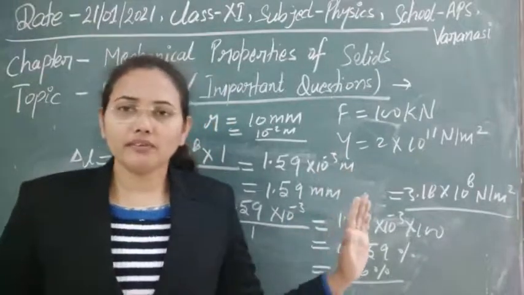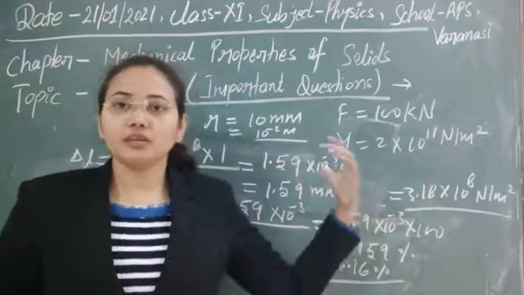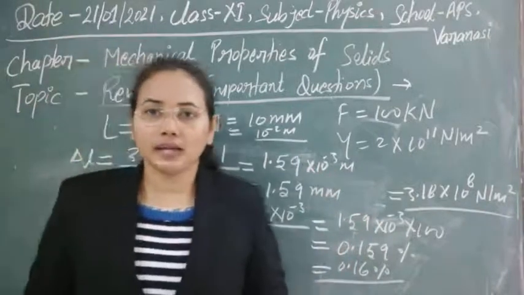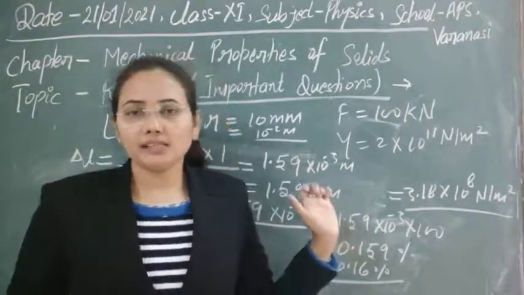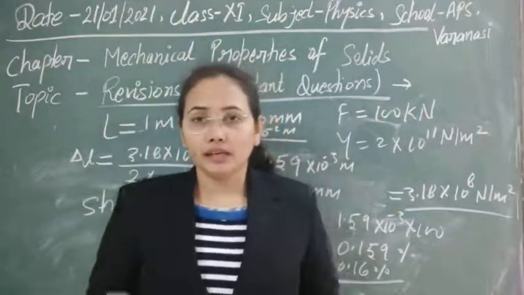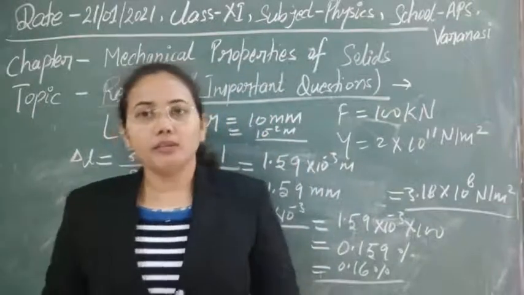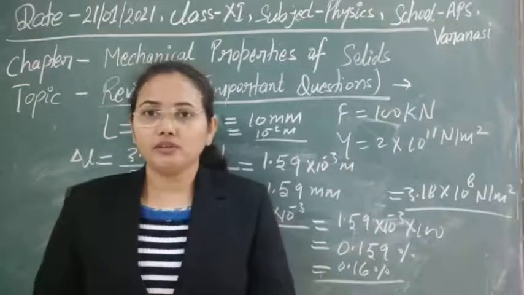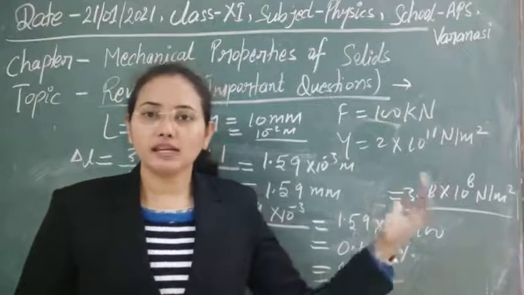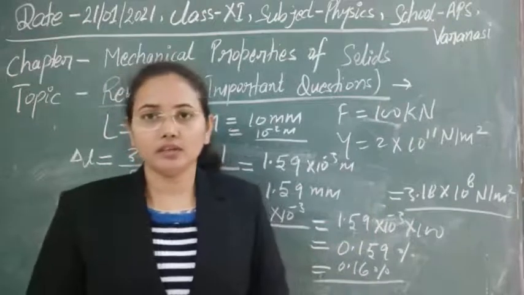Now you can solve a number of numericals in the same way. We have solved a number of important numericals, but I still wanted to remind you by solving this. All the numericals here are directly based on the formula, and if you are able to categorize the data that is given, then you will be able to solve it. Only 4 types of numericals are asked from here: strain, stress, Young's modulus, and bulk modulus. So only 4 things are important for the numericals.